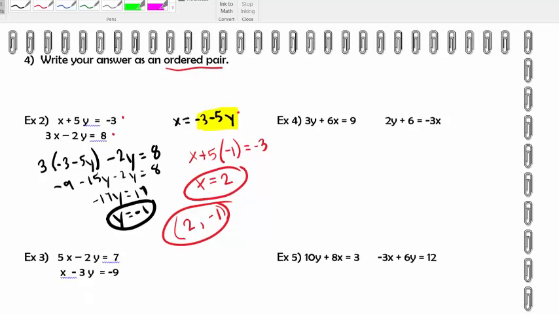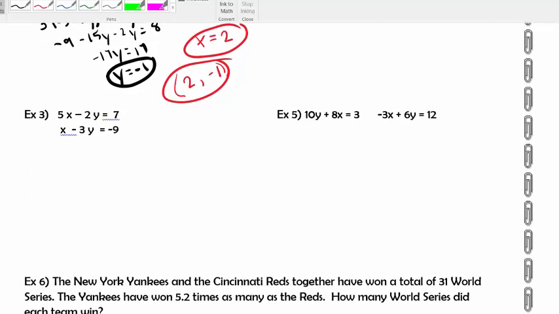Let's go down and try it again. So when I look at these, I definitely want to work on getting x by itself because I don't have to do any division. I won't have to work with any fractions. So I need to add 3y on both sides. So I like to just write plus 3y and then cross it out on this side. So now I have x equals negative 9 plus 3y.